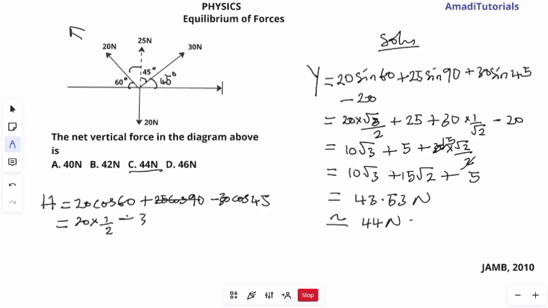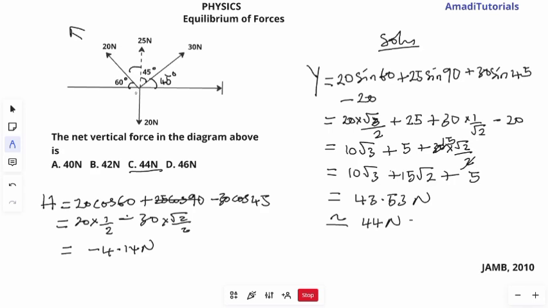minus 30 cos 45. 30 cos 45, that's 30 times root 2 over 2. So if you finish processing this, you have minus 4.14 Newton. So that is the net horizontal force. But you ask, why is it minus? What the minus here shows is that the force acting towards the right side is greater than the force acting towards the left side.